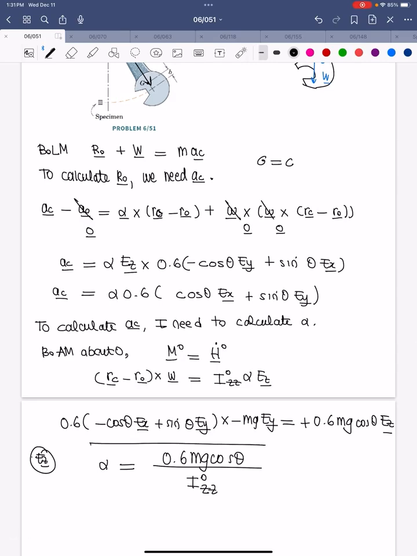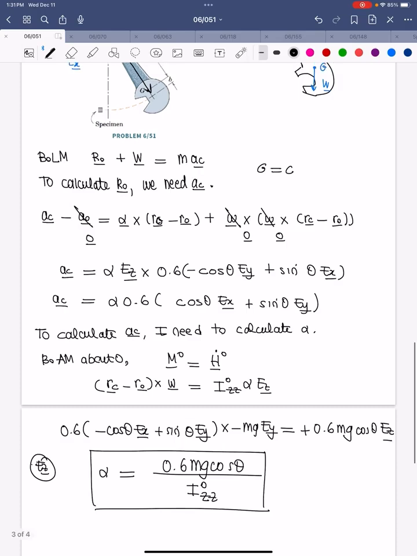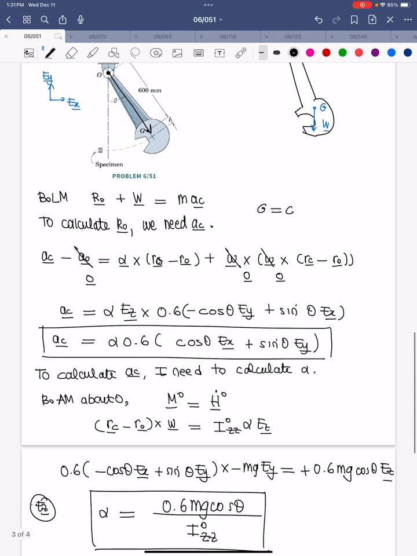So now that we find alpha, we can plug it in this equation and find AC. And from that, we can plug AC into this equation and calculate the reaction force at O. That's it for this problem.